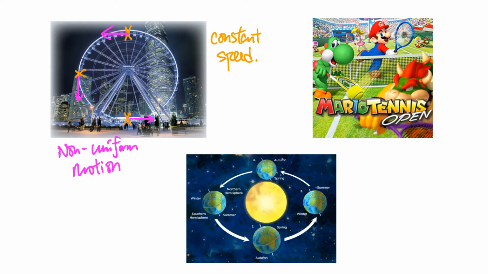Okay, so remember, it's not necessarily true that a constant speed means a uniform motion. You also have to consider the directions of the objects moving. So the other example is Mario Tennis.